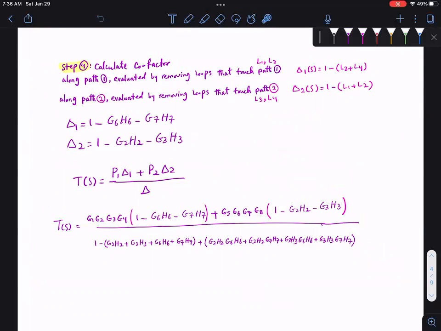Same thing for path 2. Then delta 2 becomes 1 minus L1 plus L2. And if you plug in the gain values, here become your cofactors, delta 1 and delta 2. Now, if we write the transfer function from the gain formula, this is what we get. We plug in the values. This is our final transfer function.